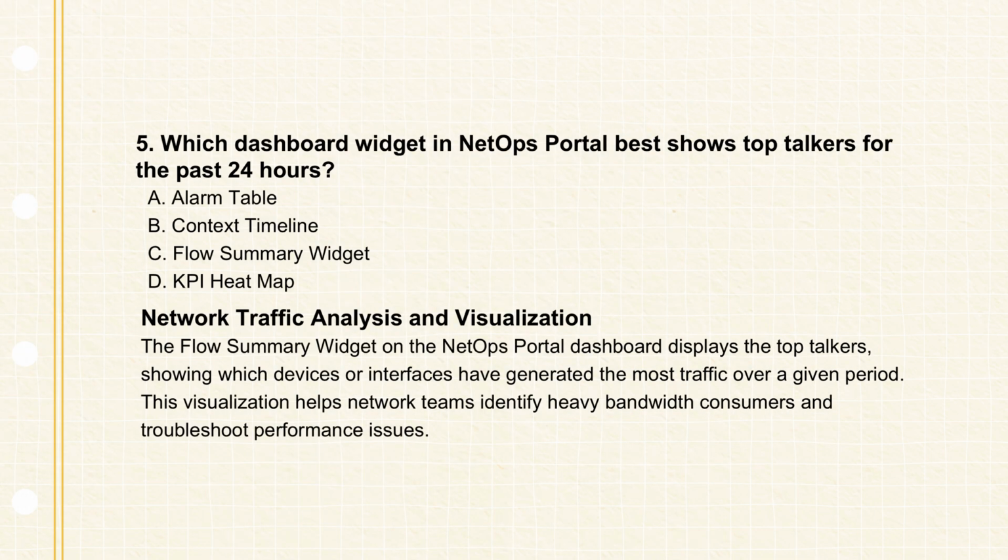Nice. Okay, let's switch over to traffic analysis. You need a quick view of the top talkers on your network, who is using the most bandwidth over the last, say, 24 hours. Which dashboard widget in the NetOps portal is designed for that? For that specific task, your best bet is the Flow Summary widget. Yep. It's built exactly for that, giving you a quick visual summary of the top consumers of bandwidth. It'll show you the top IP addresses, maybe interfaces or applications, depending on how it's configured, over the time period you select, like the last 24 hours. It's the go-to for spotting bandwidth hogs quickly. Perfect for a quick check.